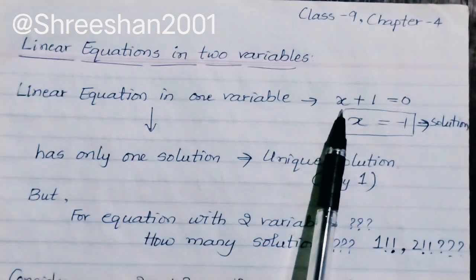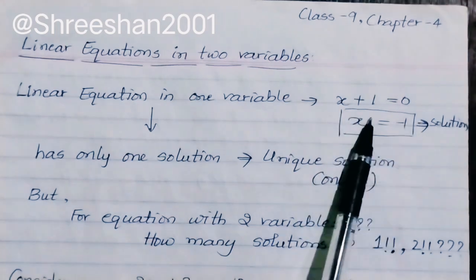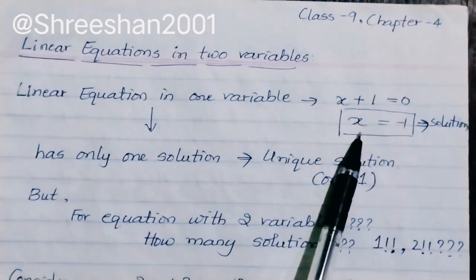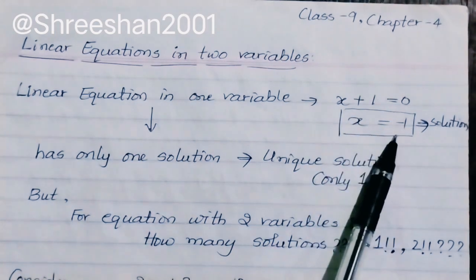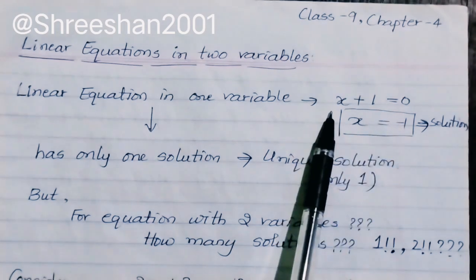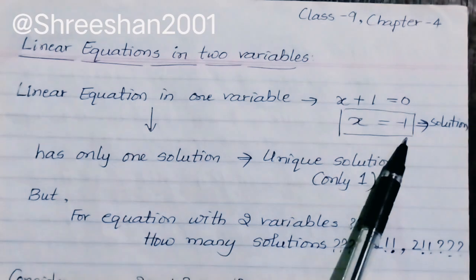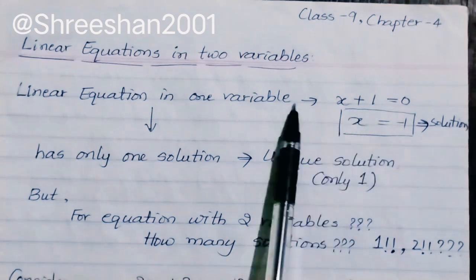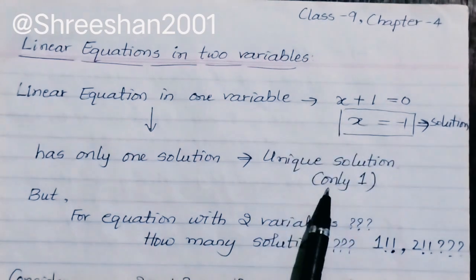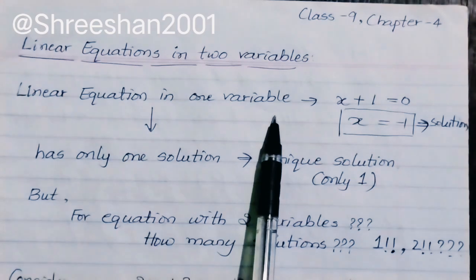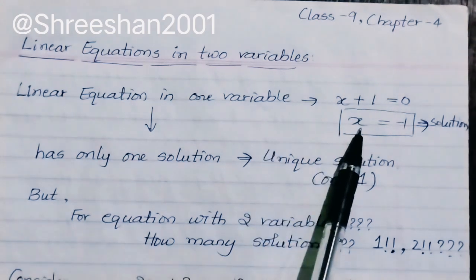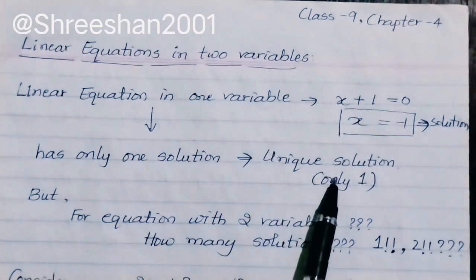Now how are we going to find the solution of this? Just move this plus 1 to the other side. So it will be x is equal to minus 1. Now this value of x as minus 1 is the solution of this linear equation containing only x as the variable. This is the only value for x in this equation, so this is the unique solution for this linear equation. Since it has only one solution, it is a unique solution.